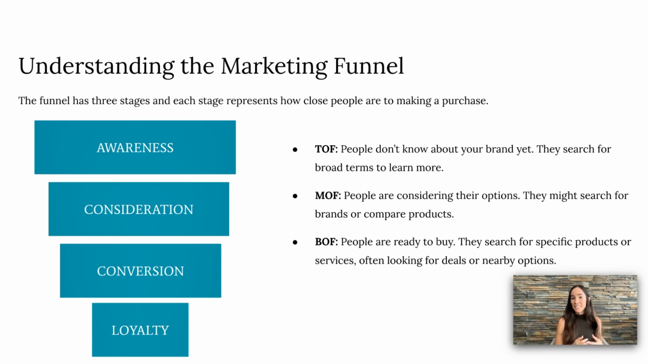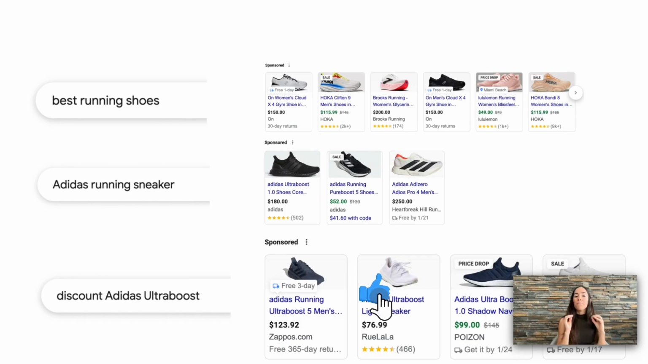For example, here we have "best running shoes." This is someone who is being very generic, so it's definitely top of the funnel. They're not looking for specific brands. They're not looking for a specific type of sneaker. And you're going to see that there are different brands showing up here. Then you're going to have someone who looks for "Adidas running sneakers." This is way more specific. They know they're looking for a specific brand. So as you can see here, the ads are showing Adidas running sneakers.